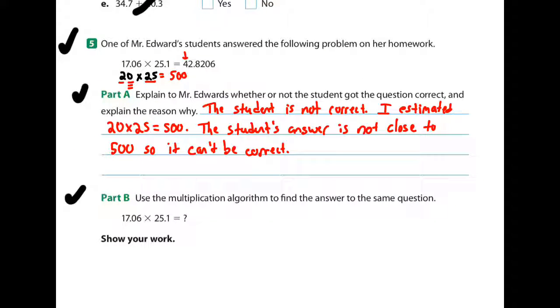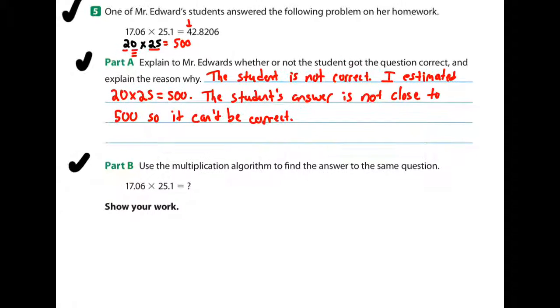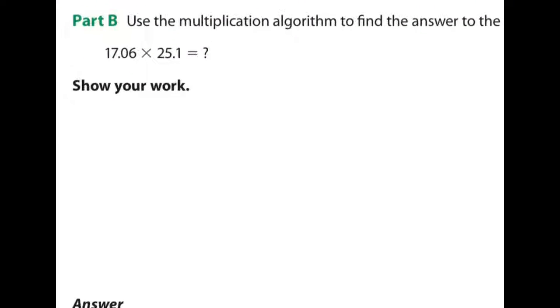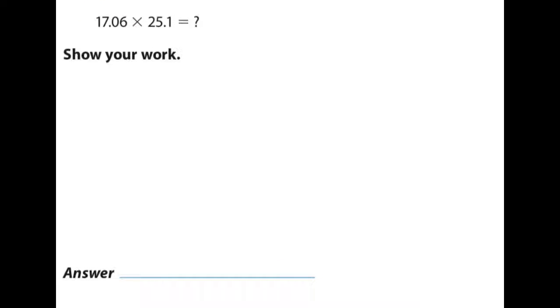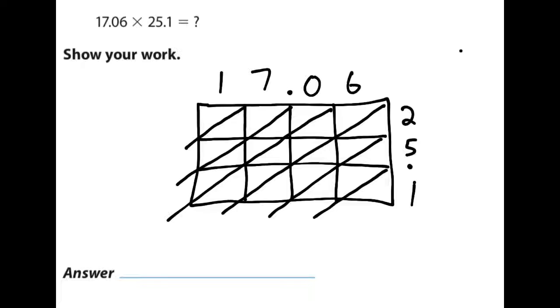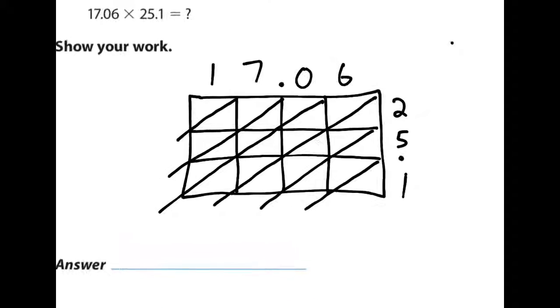It says use the multiplication algorithm to find the answer to the same question. So guess what? Now I have to multiply. Now, if you solved it with the regular traditional way or lattice, it really doesn't matter to me. So I'm going to do this one. You know what? I'm going to do this one lattice, I think. So I'm going to pause the video and I'm going to get the lattice drawn. Okay, so I have the lattice drawn and I'm just going to start solving it.